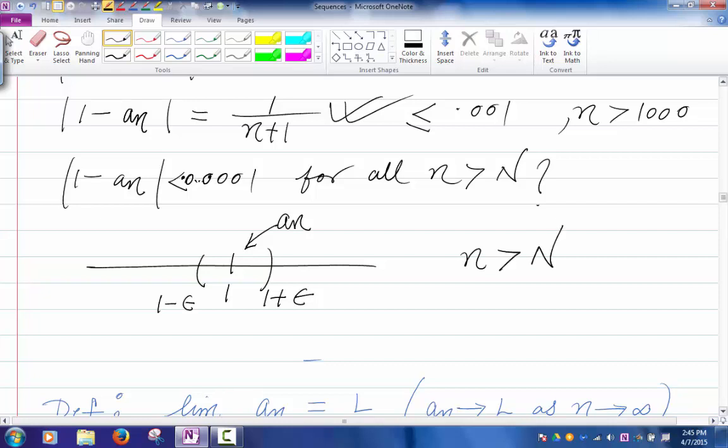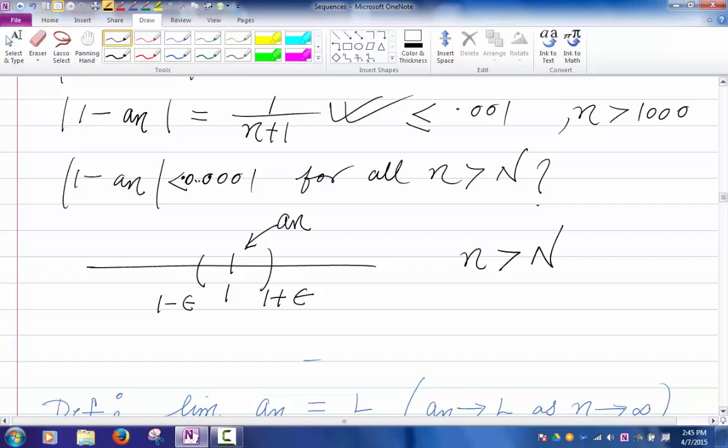after some point on? Can I make every term of the sequence after some point on lie within that interval? If I can, it means that the limit is 1. Am I making sense? When I say that the limit of the sequence is 1, it means that no matter how small an interval you give me around 1, I can always go far enough along the sequence so that after some point on, every single term is in that small interval around 1.